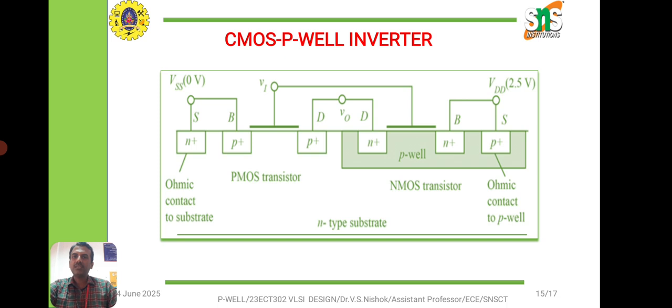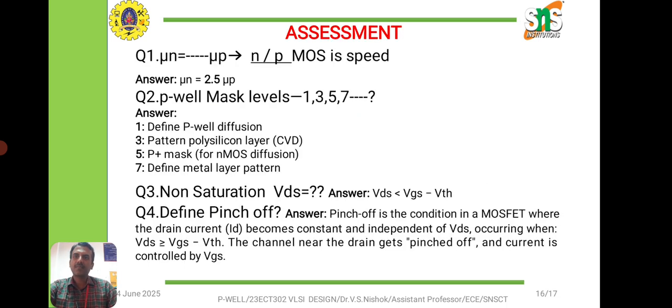And finally, this is the final structure of the P-well CMOS transistor. If you see, there is a P-well, in which N-type materials and P-type materials are diffused in order to make the CMOS transistor. So that's all about today's topic. We have discussed some introduction to ICs and MOS transistors, and we have seen the steps of the CMOS fabrication using P-well.